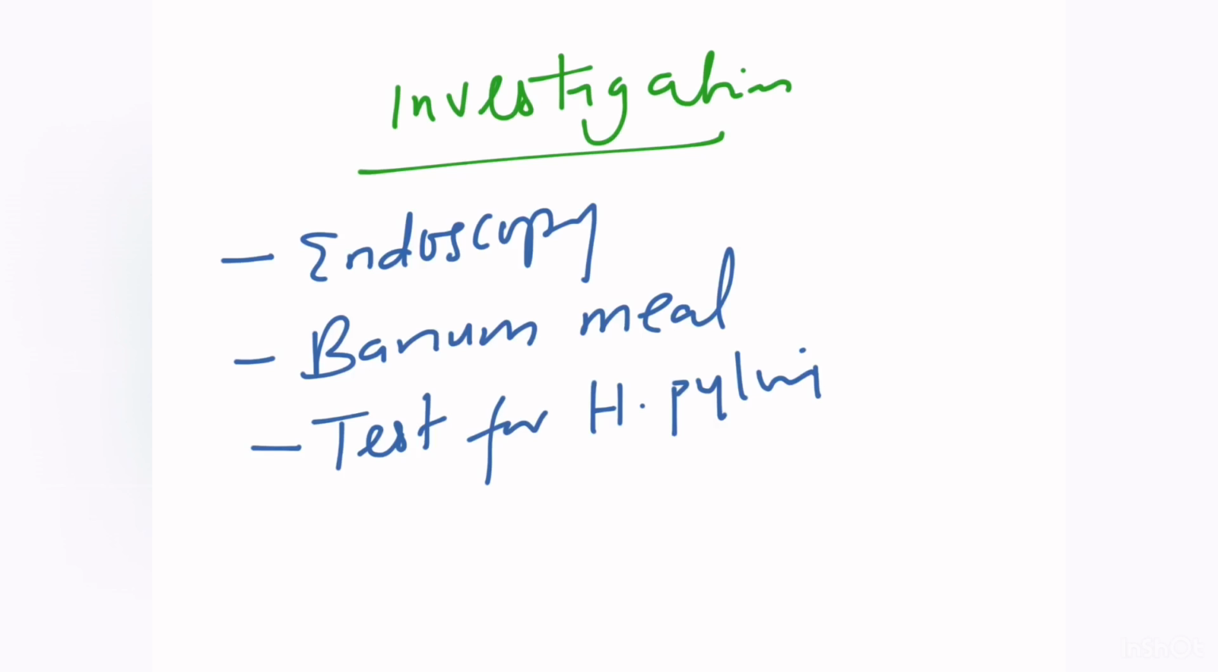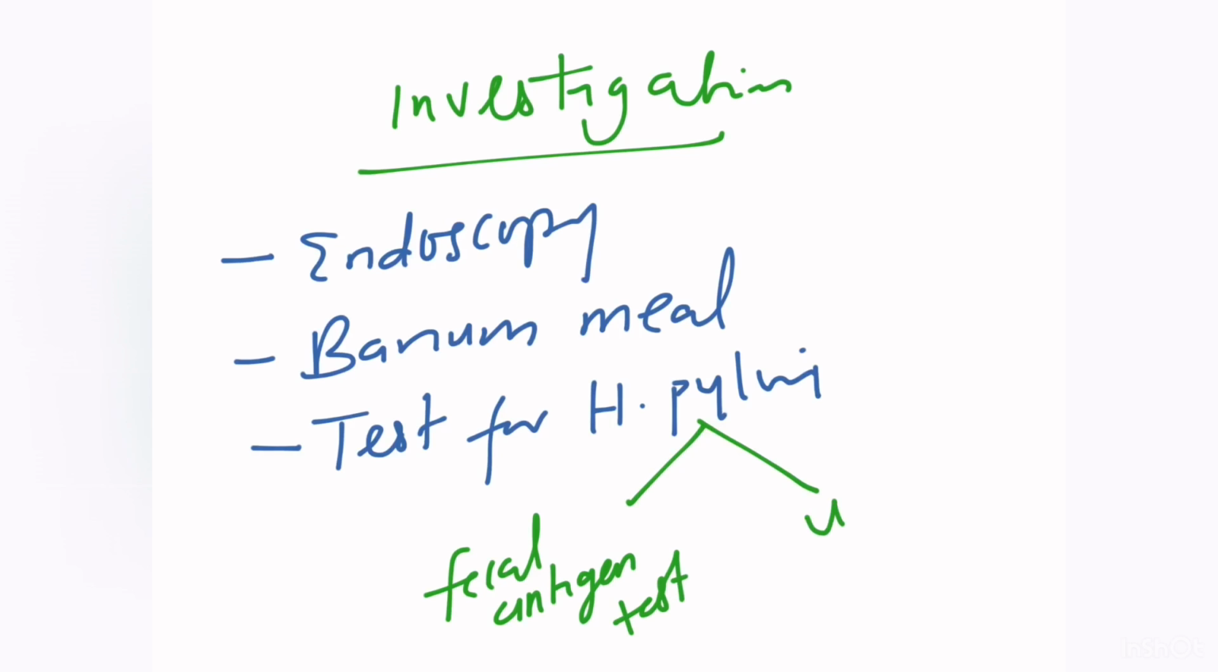H. pylori testing is done in two ways. Either you do fecal antigen tests or you do urea breath tests.